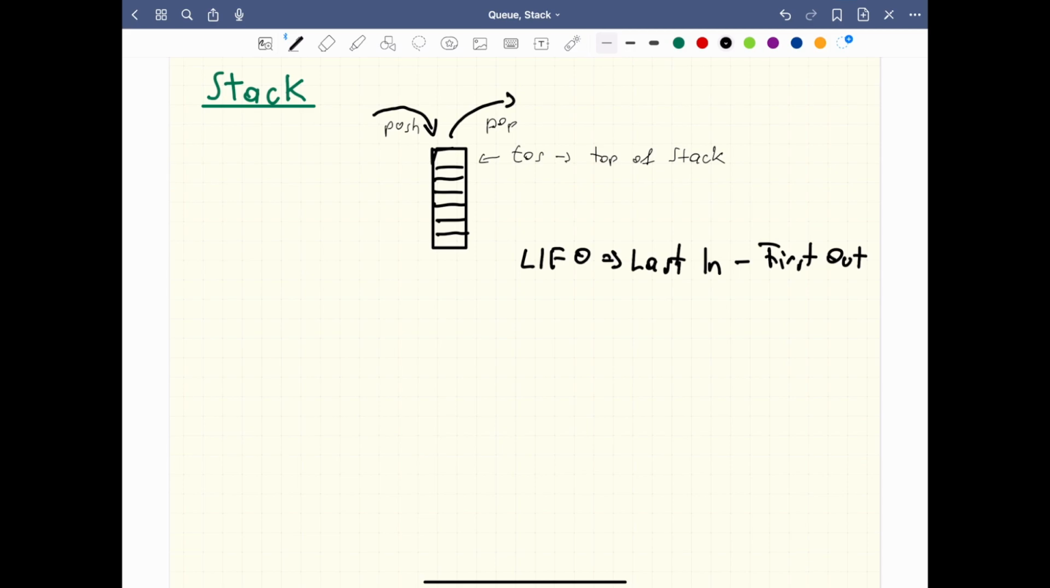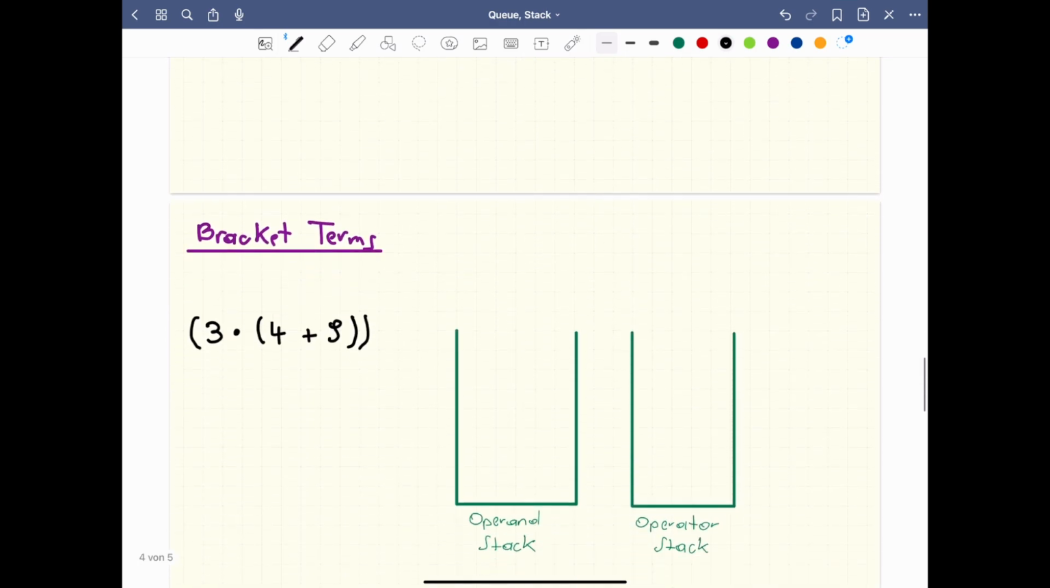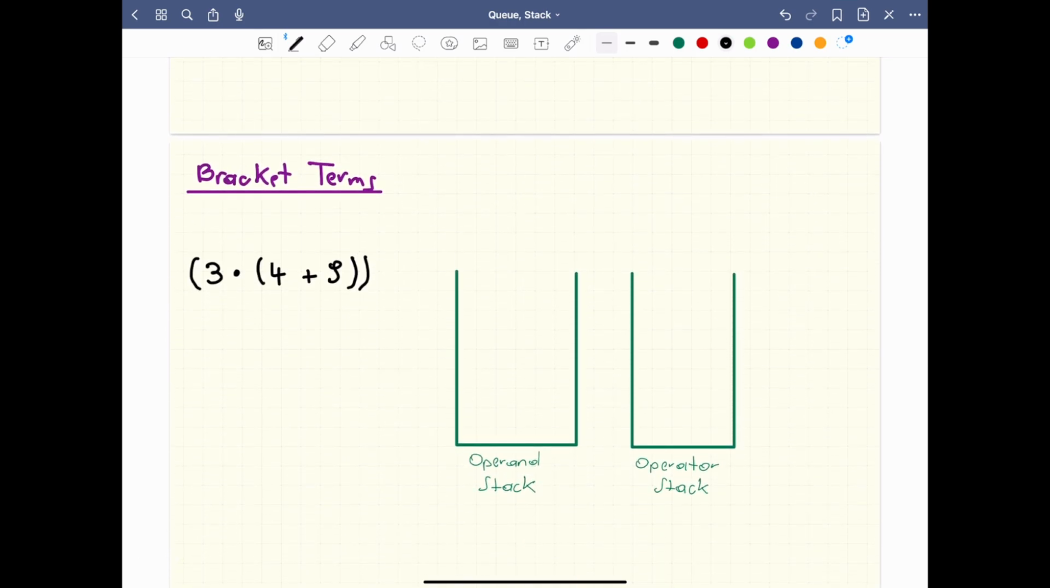So the question is now where to use stacks, and stacks are very, very famous when it comes to your operating system, when it comes to a lot of different applications. There are some programming languages that use a compiler, an interpreter, parser, or whatever to parse, compile, interpret their source code, and many of them also use stacks there. But there are two important use cases that I want to talk about more right now. And the first use case is the bracket terms.